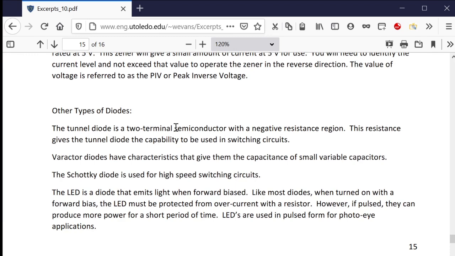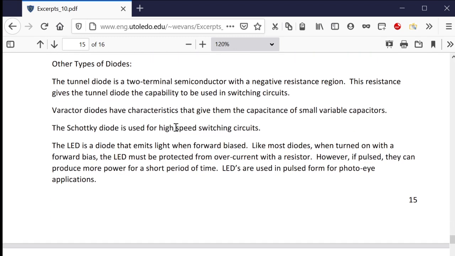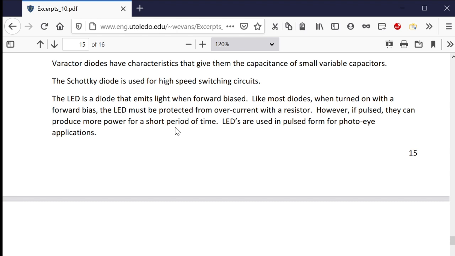Other types of diodes: tunnel diode, varactor diode, Schottky diode, and the LED. The LED is a diode that emits light when forward biased.